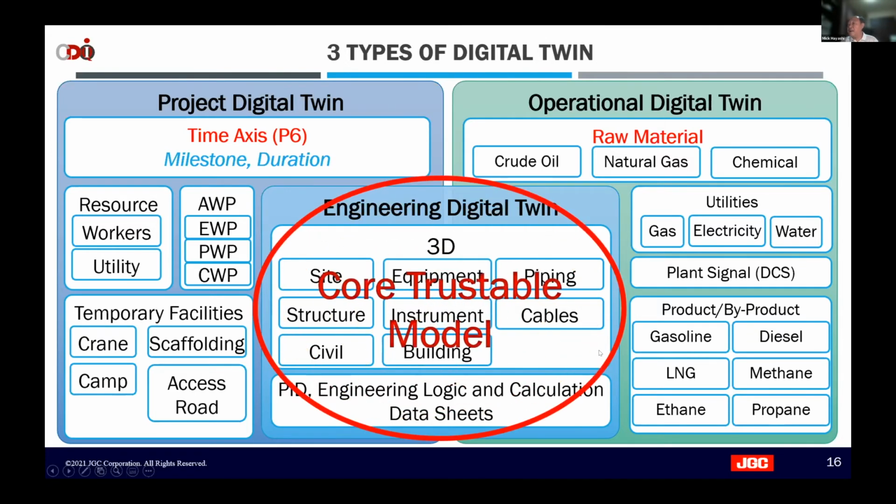Now, as you can see, at the center is a core trustable model, which should be the engineering digital twin. So if we design in the wrong way, or we represent the engineering digital twin in the wrong way, it will corrupt the project digital twin as well as the operational digital twin.